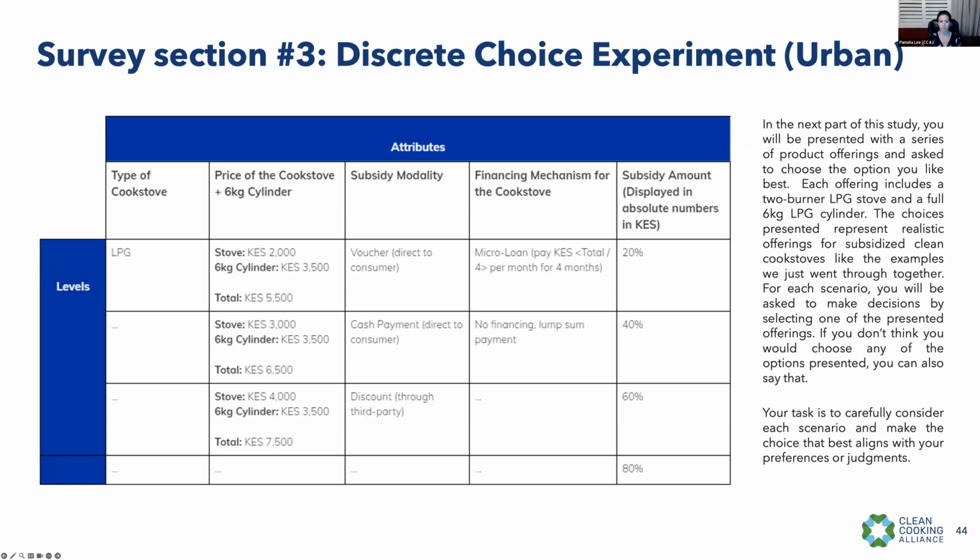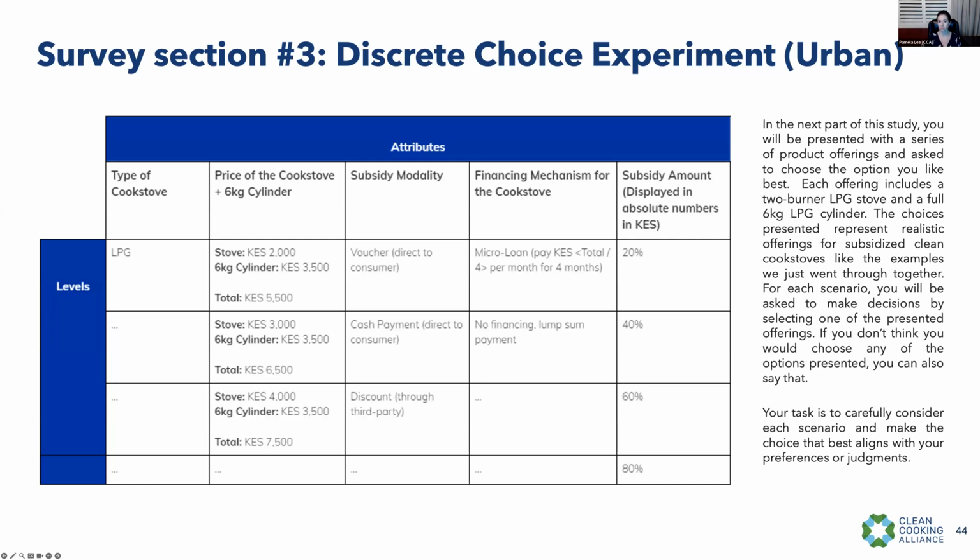We're varying the subsidy modality from voucher to cash payment to a discount through the third party. And then we have two choices for financing mechanism. We either give them the option to pay the lump sum up front, or to do a micro loan where the payments are spread out equally across 4 months. This essentially removes the barrier of too big of an upfront cost, or for people who don't like the idea of a micro loan, they can still do the upfront cost.